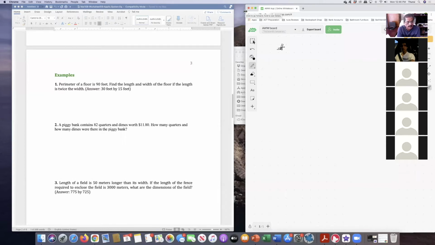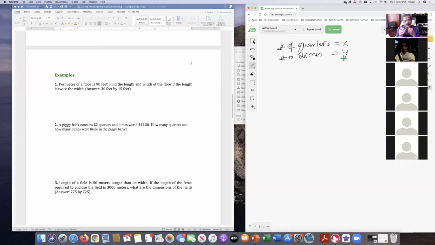All right, so number of quarters is what I'm going to call X, and number of dimes equal to Y. It says there were 82 quarters and dimes. In other words, 82 is the total count of how many quarters and dimes were there. So that's the total count of the coins.